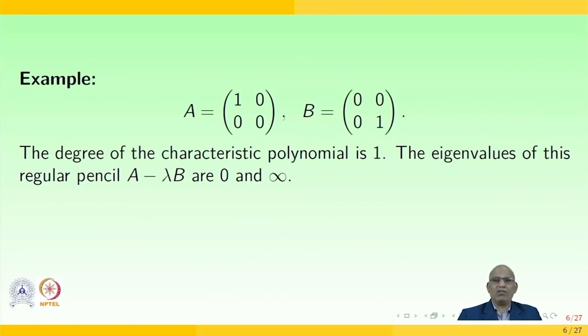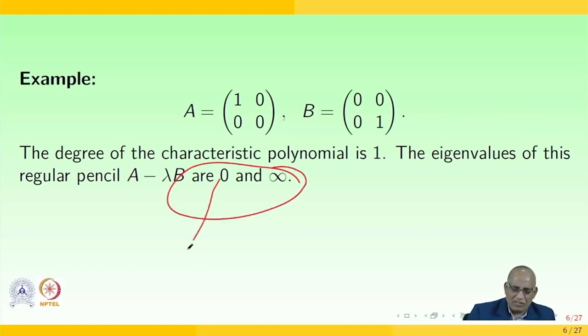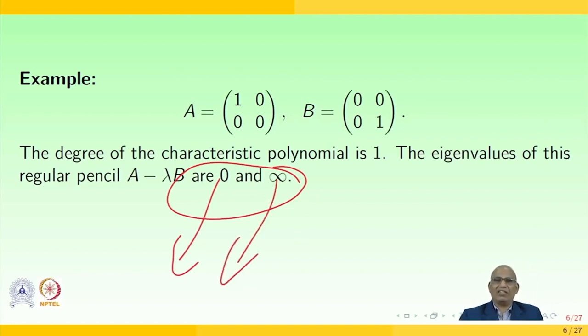Let's see through this example. A is equal to [1 0; 0 0], B is equal to [0 0; 0 1]. The degree of the characteristic polynomial is 1. In either case, the eigenvalues of this regular pencil A minus lambda B are 0 and infinity. Right? So, if you look at this pencil, the eigenvalues are obviously 0 and infinity from the definition, just as we had in the previous example. So, the eigenvalues are 0 and infinity.